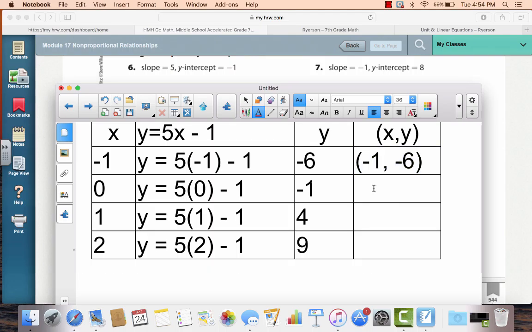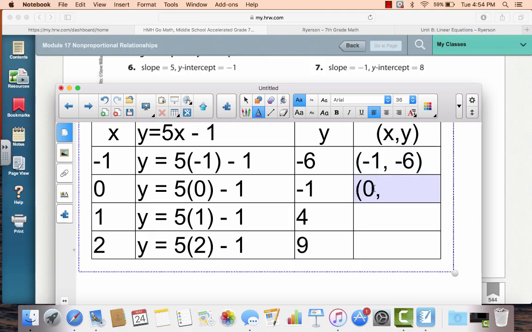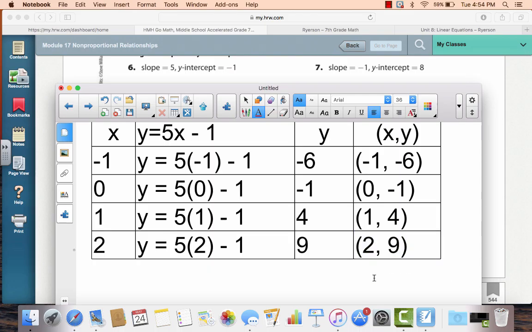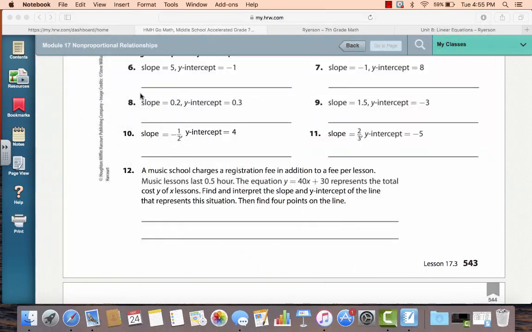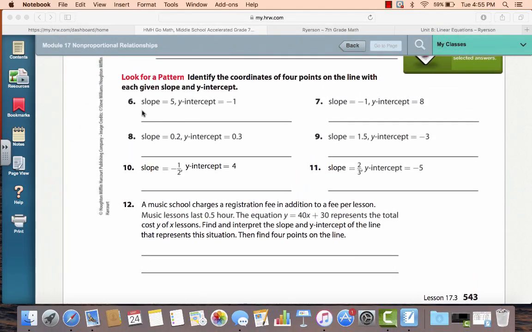So we have negative 1, negative 6, 0, negative 1, 1, 4, and 2, 9. So this right-hand column here, these 4 ordered pairs, that would be your answer for number 6. So you would just list those ordered pairs on that line.